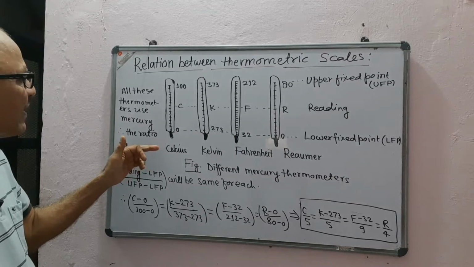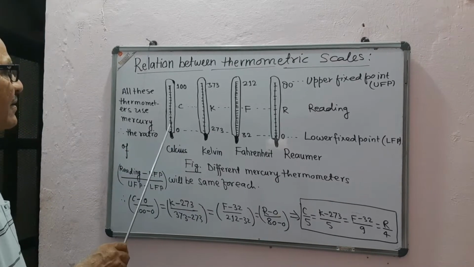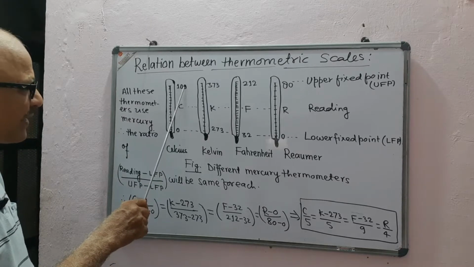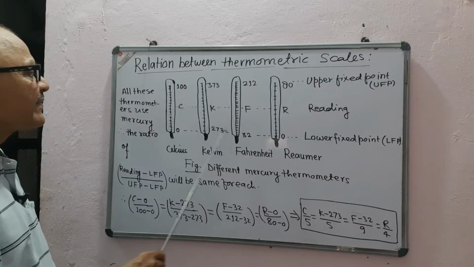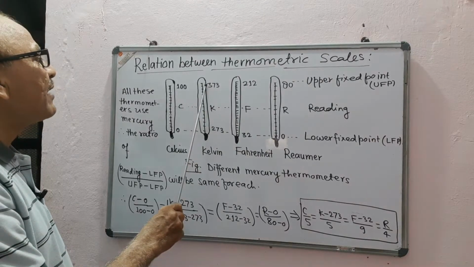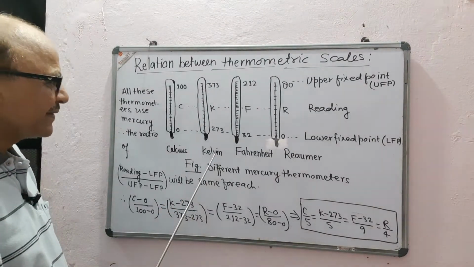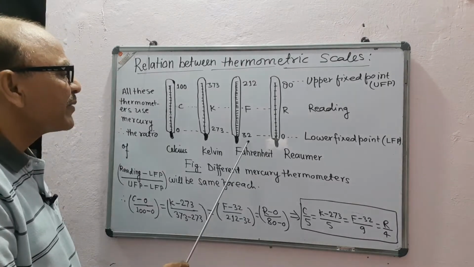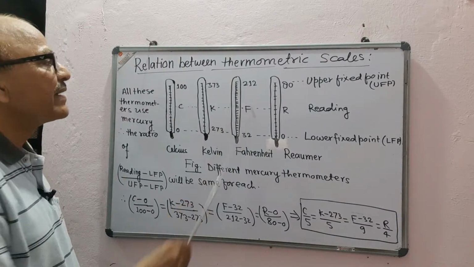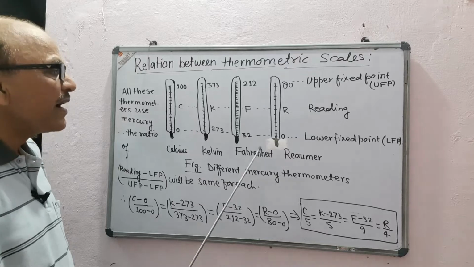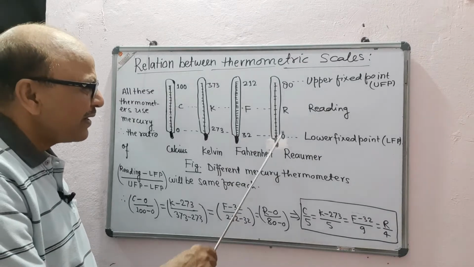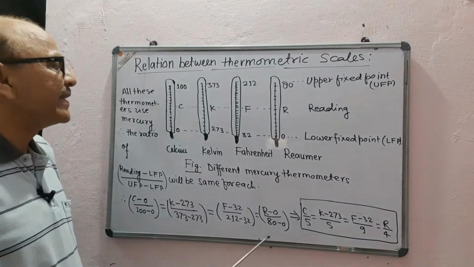Now in case of Celsius thermometer, lower fixed point is 0 degree and upper fixed point is 100. Similarly, in case of Kelvin thermometer, lower fixed point is 273 and upper fixed point is 373. In case of Fahrenheit thermometer, lower fixed point is 32 and upper fixed point is 212. And in case of Reaumur thermometer, lower fixed point is 0 and upper fixed point is 80.